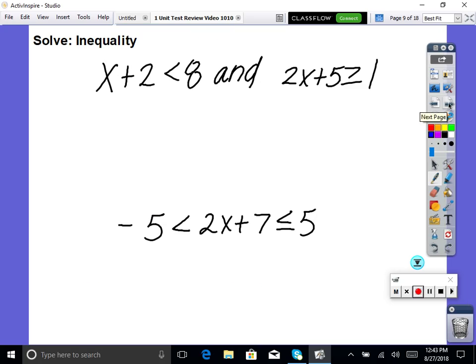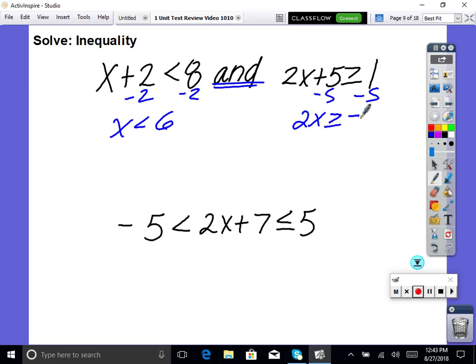Okay, continue. Solve the inequality. Now this one's a compound inequality because we have 2 and the word and. So let's just solve them individually and then put the answers together with an intersection. Subtract 2, subtract 2. X is less than 6. Subtract 5, subtract 5. 2x is greater than or equal to negative 4. Divide by 2. Any x value is greater than or equal to negative 2.